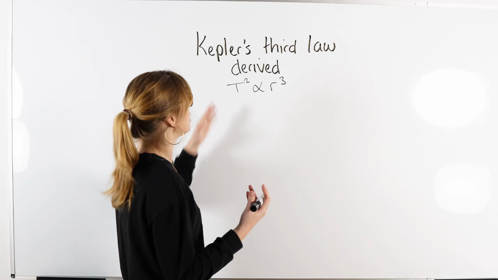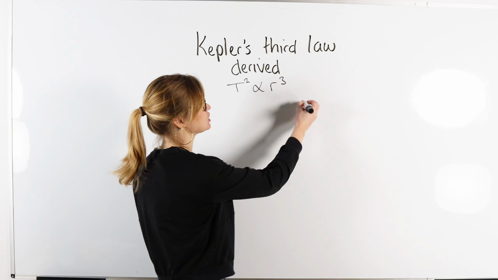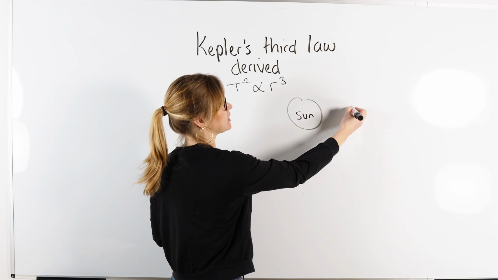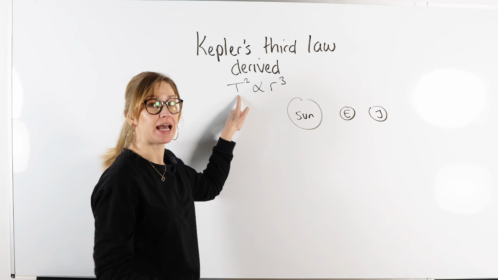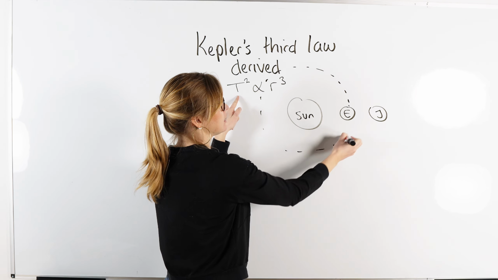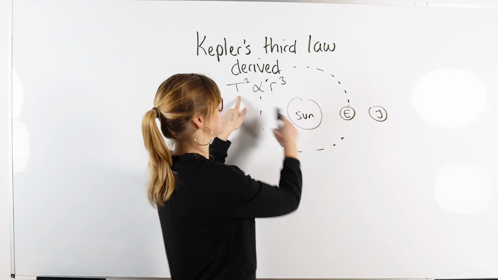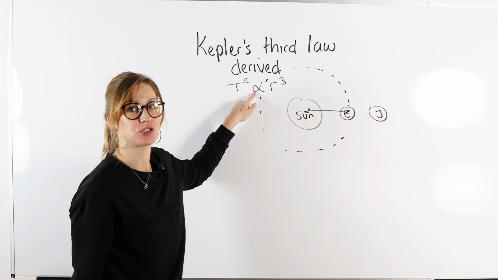Okay, so for example, what Kepler did was he observed all the planets in our solar system, and for our sun, when we look at the Earth, when we look at Jupiter, what he saw was that the time period squared, the time it takes the Earth to orbit the sun, is directly proportional to whatever the radius, its orbital distance away, is cubed.